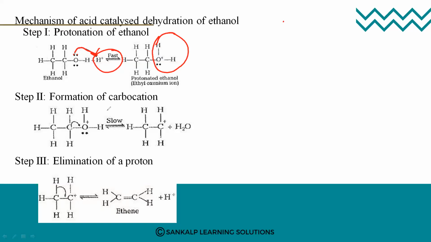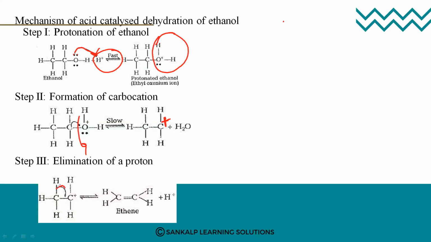The second step is formation of the carbocation. The CO bond breaks and the water molecule leaves. This is a slow process. The carbocation is formed, leaving behind the electron-deficient carbon, and a water molecule is obtained. Then the third step is elimination of protons.